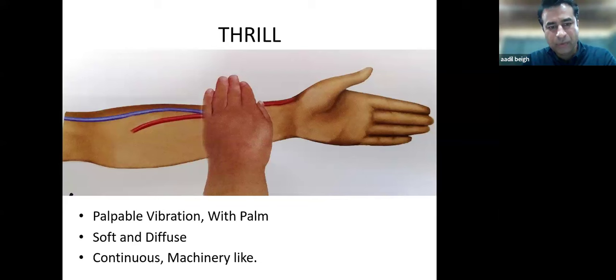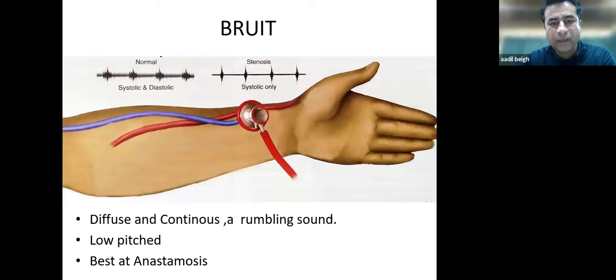So systolic thrill abnormal, pulse abnormal, soft thrill in the diastole, in the systole is normal fistula. So same thing in the bruit. It's a continuous diffuse rumbling sound. But the thrill, you feel; the bruit, you listen through the stethoscope. So it's low pitched. It is best heard at the anastomosis.